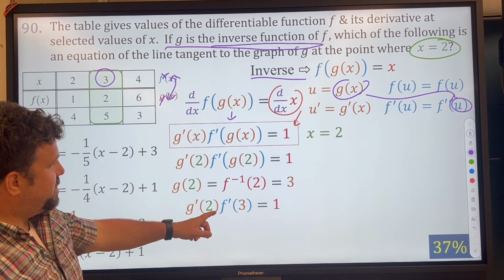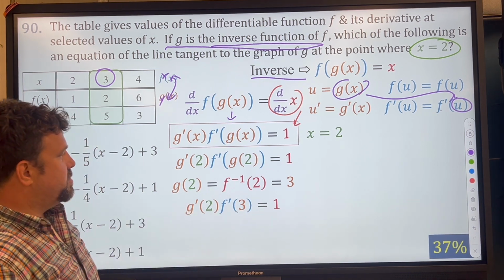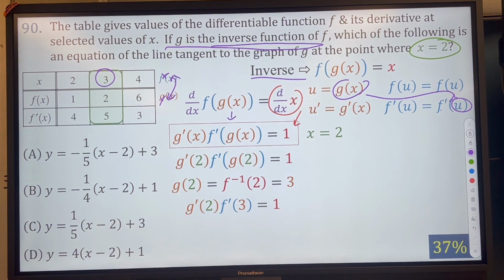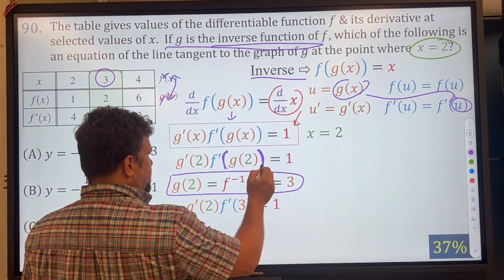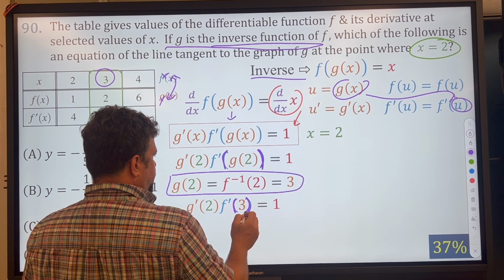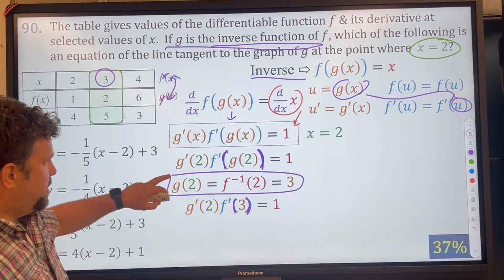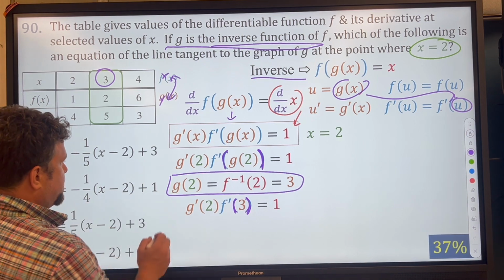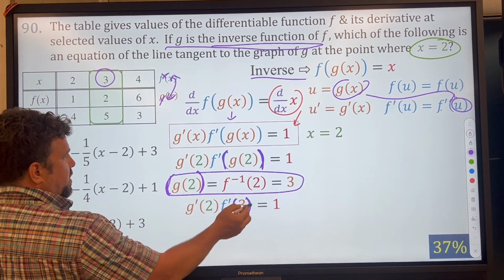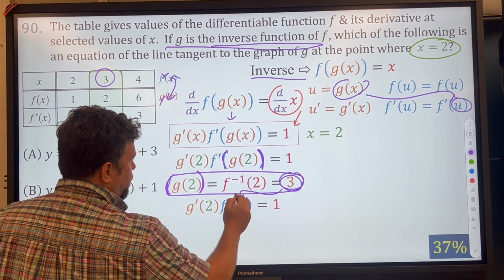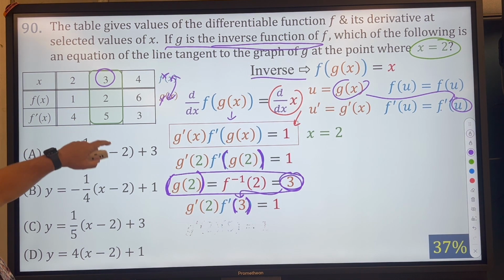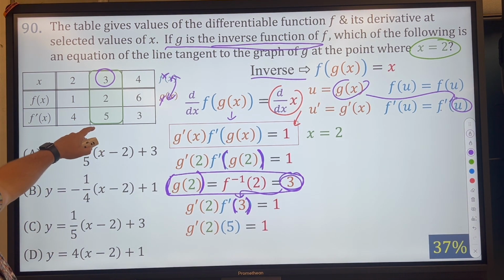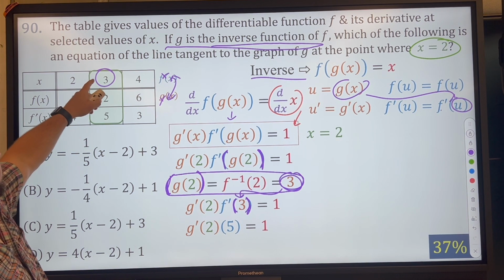g prime 2 times f prime 3 equals 1. And the reason for that is I took all this and I just replaced this with that. Okay? So this has nothing to do with this problem. This is just solving for this. All right, that's where I got this 3 from. And now we can solve. g prime 2, f prime of 3, f prime of 3 equals 5.